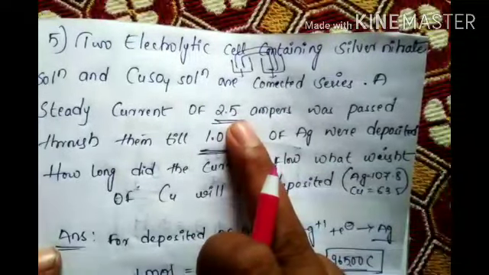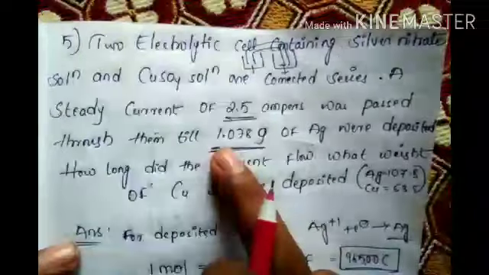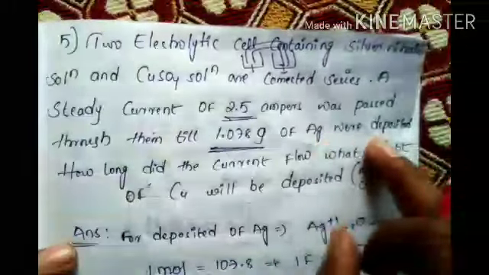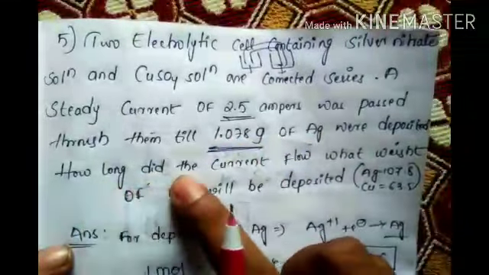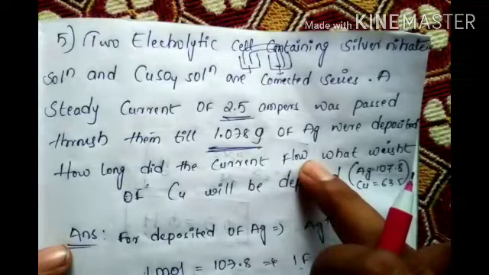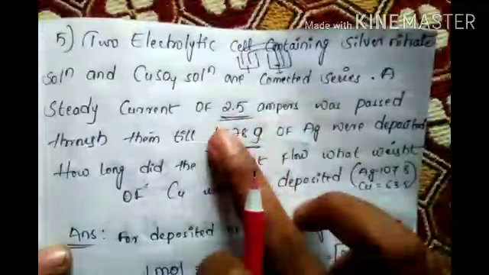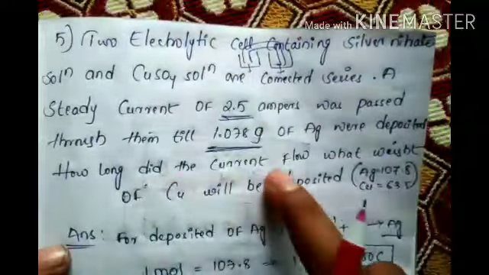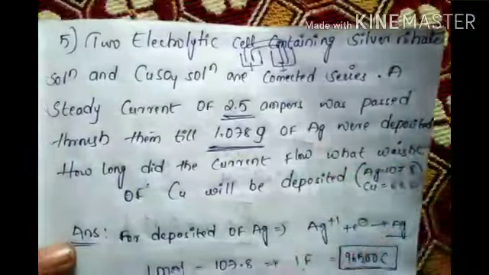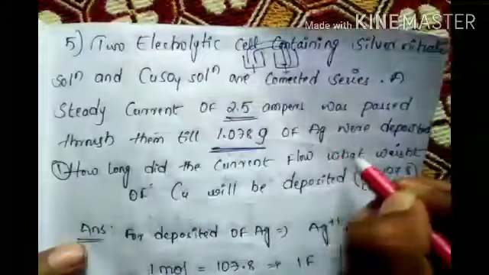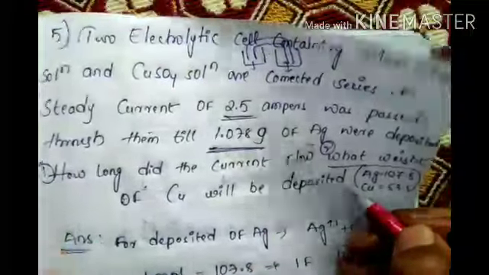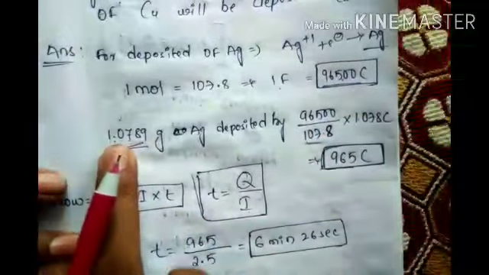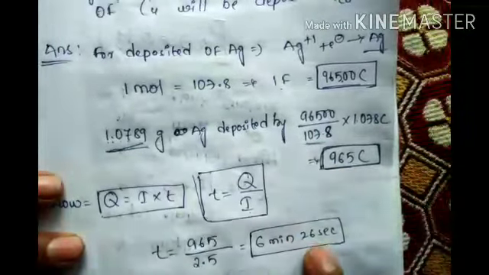2.5 ampere current is passed through them till 1.5 grams of Ag were deposited. This much Ag is deposited. How long did the current flow? The first question asks this. And the next question asks what weight of Cu will be deposited. Here both we completed.